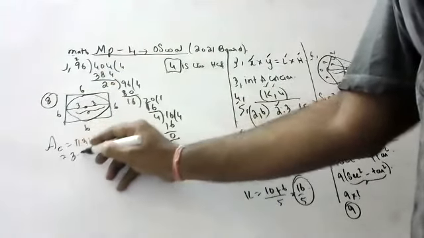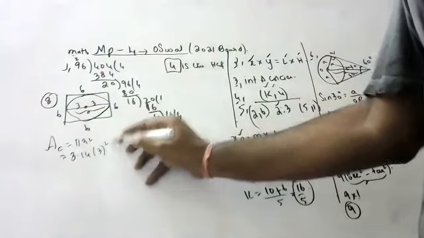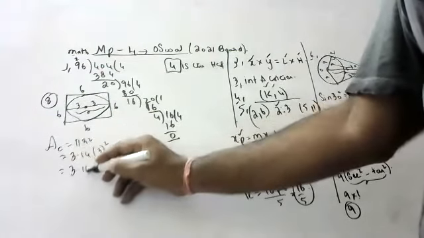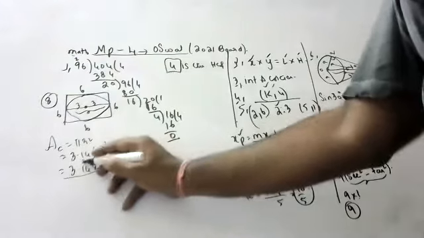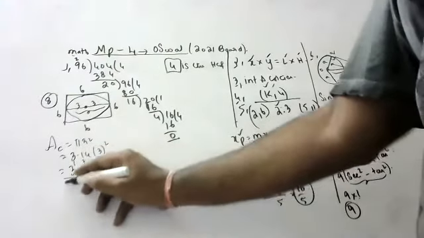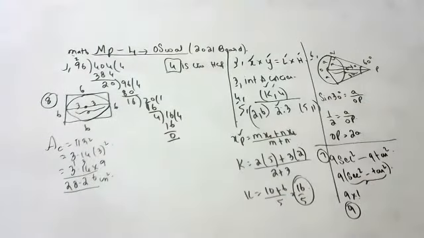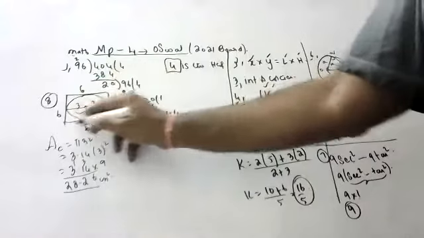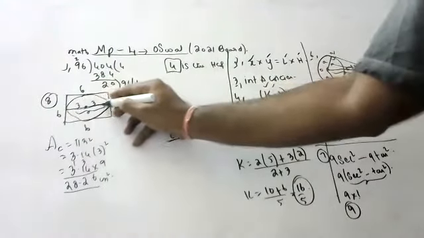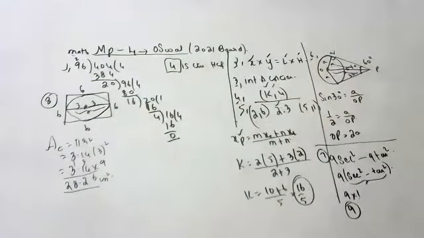Okay, 22 by 7, or 3.14 into 9. That is 28.26 centimeters square. That's all. So children, if this is 6, this is also 6. So I have used this and I have found out.